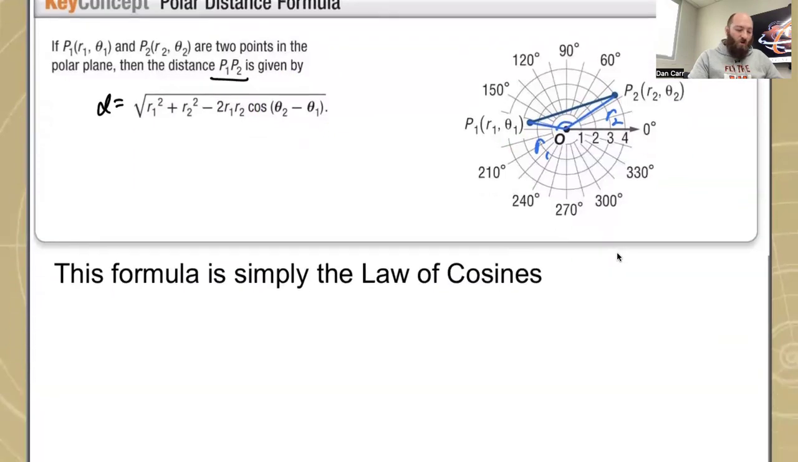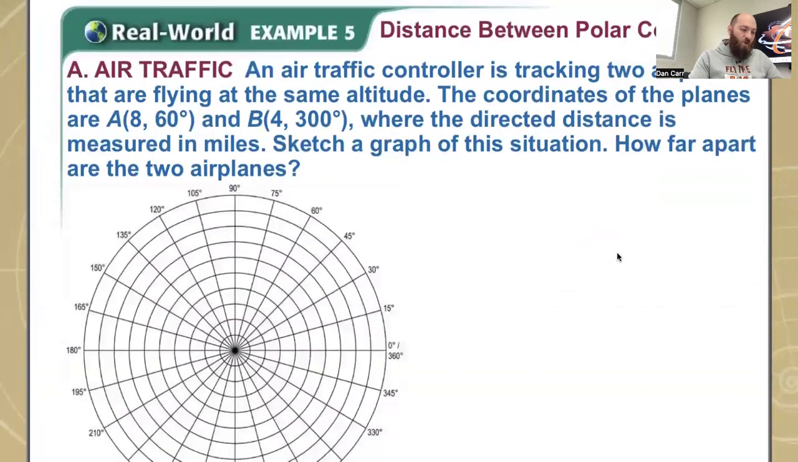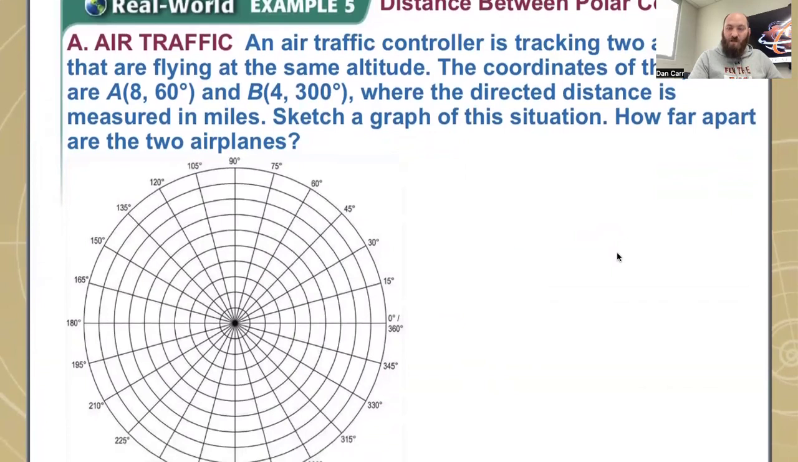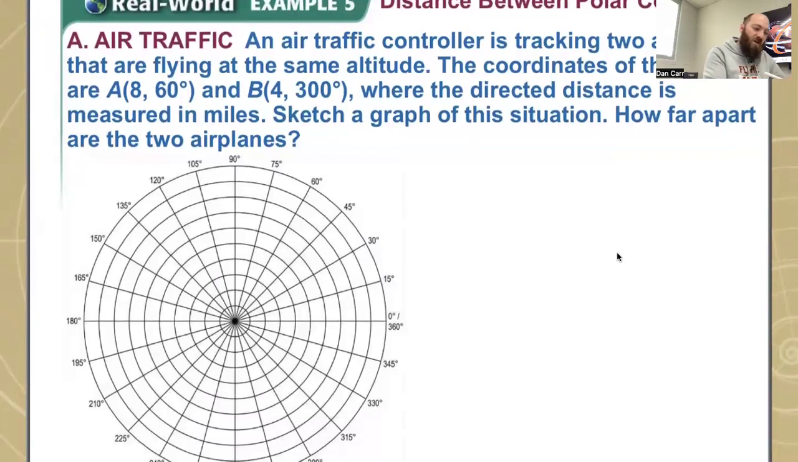So let's look at our first example here. An air traffic controller is tracking 2 airplanes that are flying at the same altitude. The coordinates of the planes are A at (8, 60 degrees) and B at (4, 300 degrees), where the directed distance is measured in miles. Sketch a graph of the situation, and then let's find out how far apart the 2 planes are.